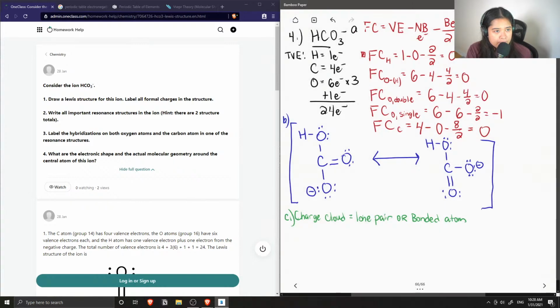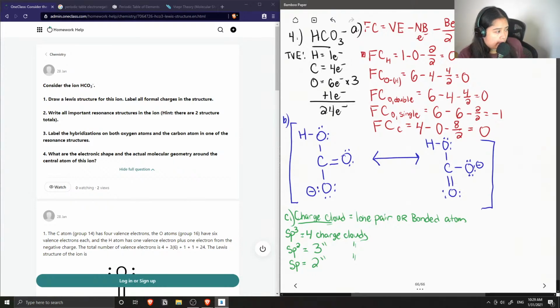And up here is part A. Okay, so we know that a charge cloud can be either a lone pair or a bonded atom. So when we have sp3, this means that there are 4 charge clouds. sp2, we have 3 charge clouds. And sp, we have 2 charge clouds.